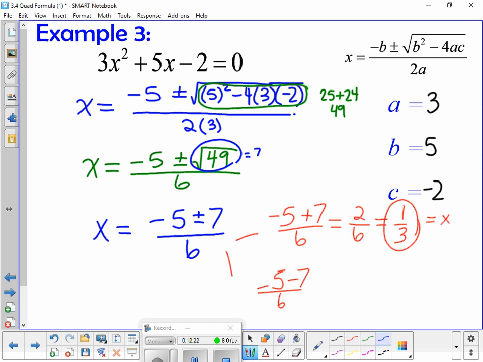For the other one, negative 5 minus 7 is negative 12, and that's still over 6. And if I simplify that, it's negative 2. So here are my two solutions, 1/3 and negative 2.